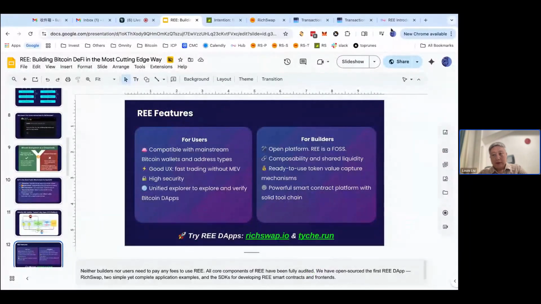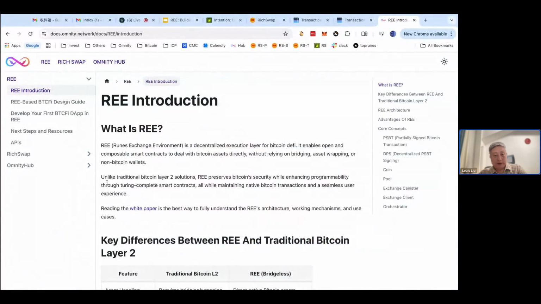And the last thing I would like to show you is documentation. We have outlined how to design and implement an RE application, and also Omnity has presented two SDKs. One is for RE canister development, the other is for RE front end development. And these two SDKs lower the threshold, the barrier of delivering great Bitcoin DeFi applications dramatically.